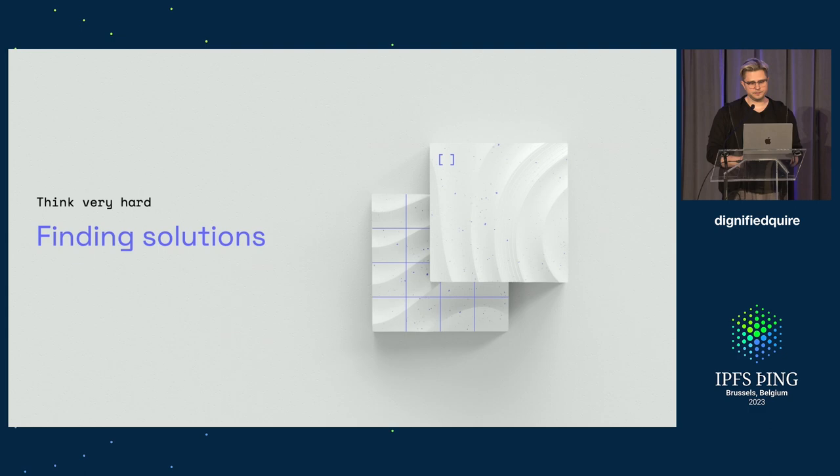Speaking of solutions, so we've got to think very hard, right? Feynman had this great method. We wrote down a problem. Now we have to think very hard. At least we have to pretend that we thought very hard.